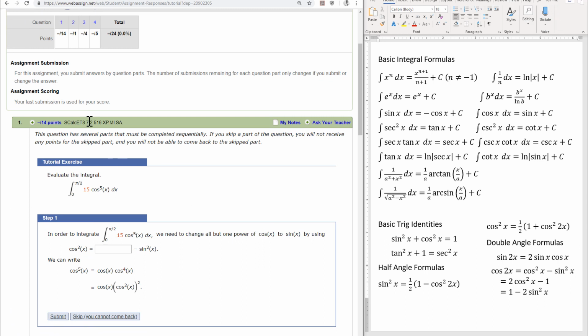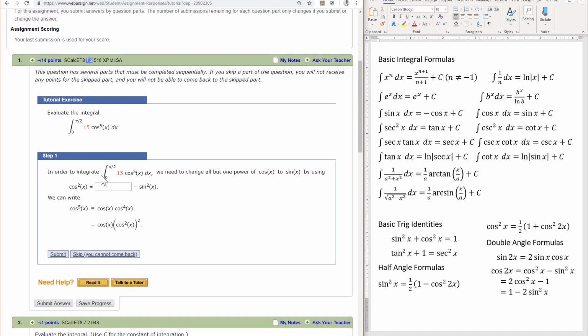Let's take a look at one of your lab problems from section 7.2. This is problem number 1. They want us to find the integral of 15 times cosine to the fifth of x dx, and we're going to evaluate that from 0 to pi over 2.